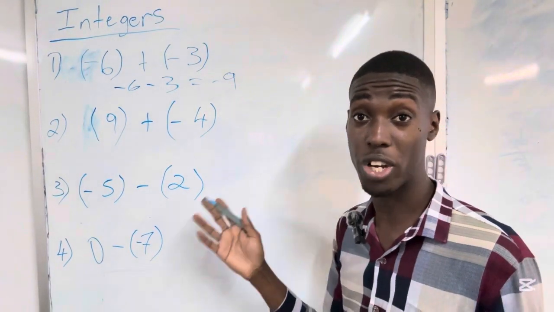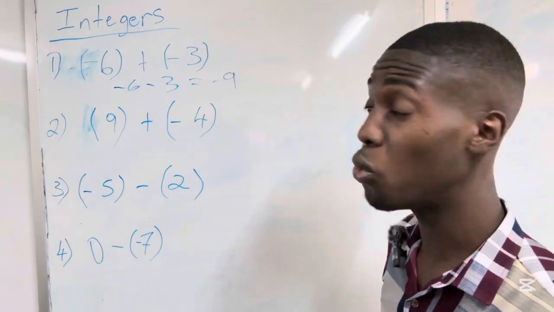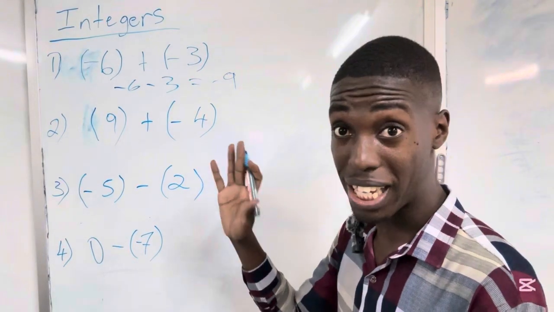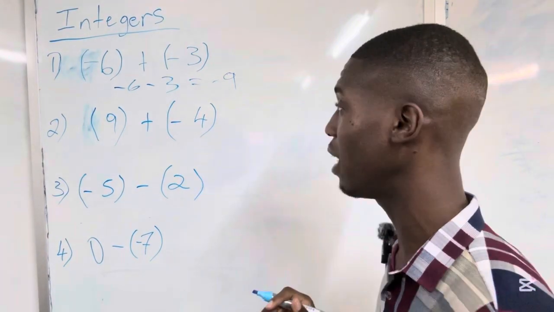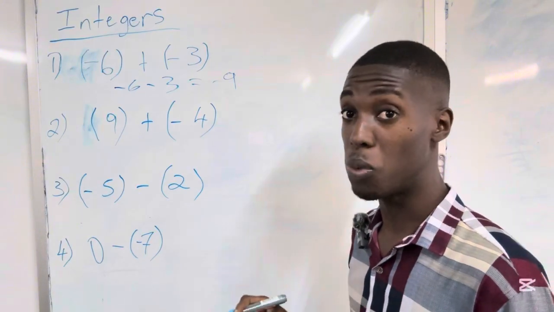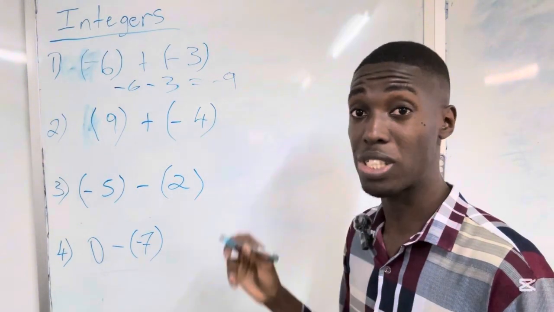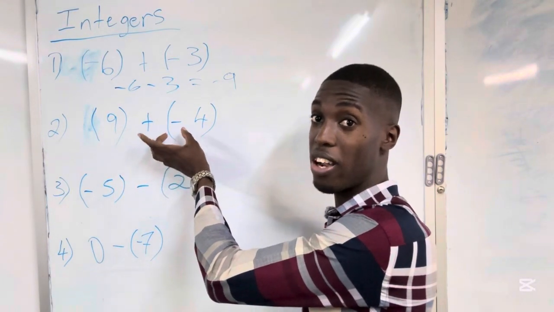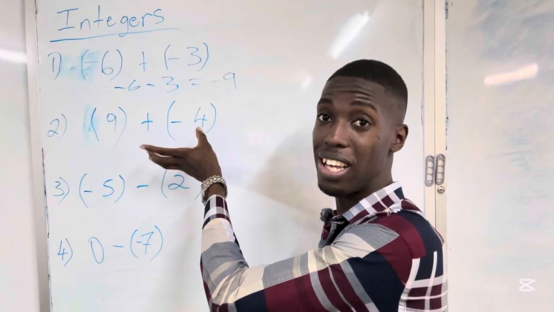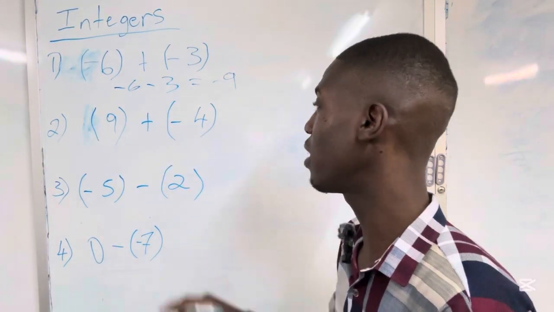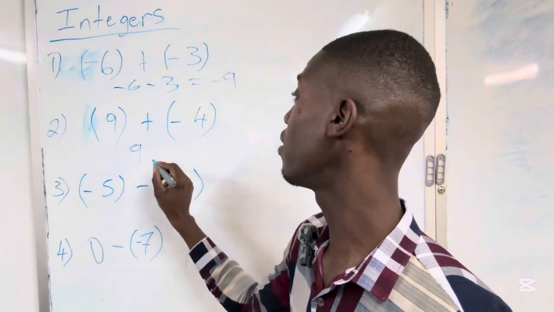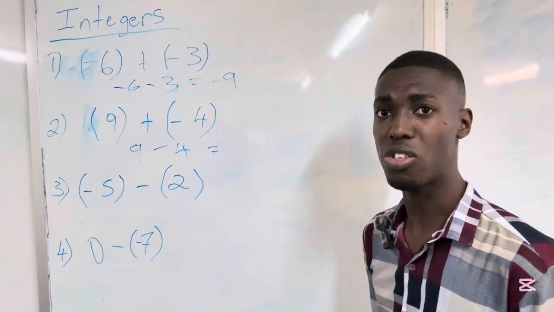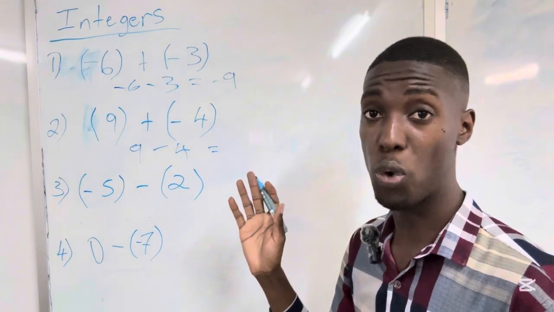Pretty simple, pretty straightforward. So in question 2, we have 9 plus, open bracket, negative 4, close bracket, right? As I said earlier in the first question, we look closely and realize that the negative and the positive sign are together again. Whenever this happens, the negative sign prevails, right? So we're going to have 9 minus 4, so positive 9 minus 4.